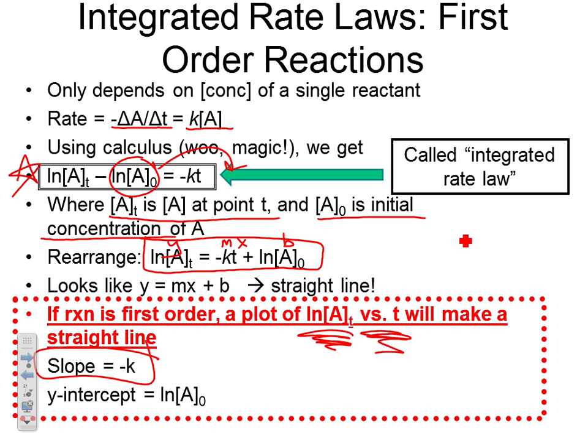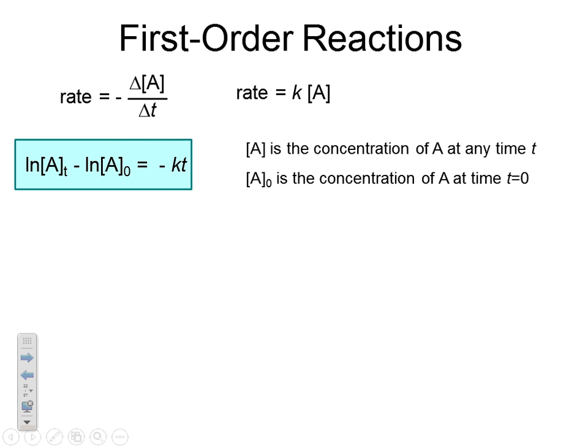Graph it, you get a straight line, take the slope, and it's actually just going to be the absolute value. So k is always going to be positive, so slope is equal to negative k. And your y-intercept is natural log of A at time 0. Things that are true of first order reactions: all of these statements are true about first order reactions. We have rate is equal to change in concentration of A over change in t, right? That's our definition of rate.